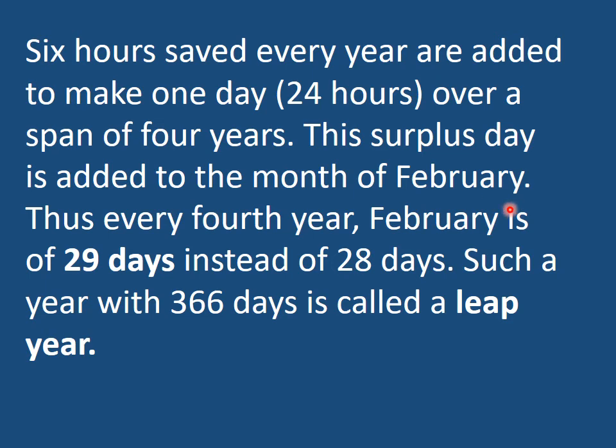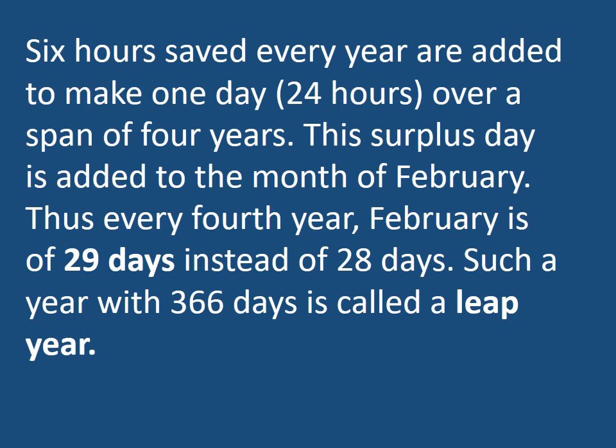So for one revolution, how much time does it take? 365 and a quarter days. We take the 365, that is 1 year, and the quarter, that is 6 hours, is left. Every year we get 6 hours extra, and these are added up. After a span of 4 years, we add all these 6 hours and get 24 hours, which is 1 day. So after 4 years, we get 1 day extra, that is added to the month of February.